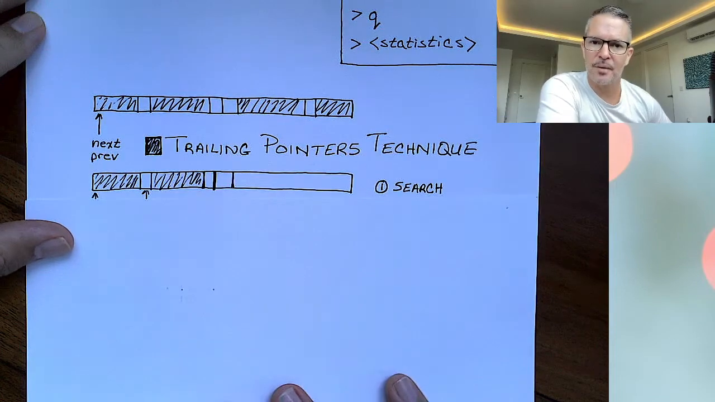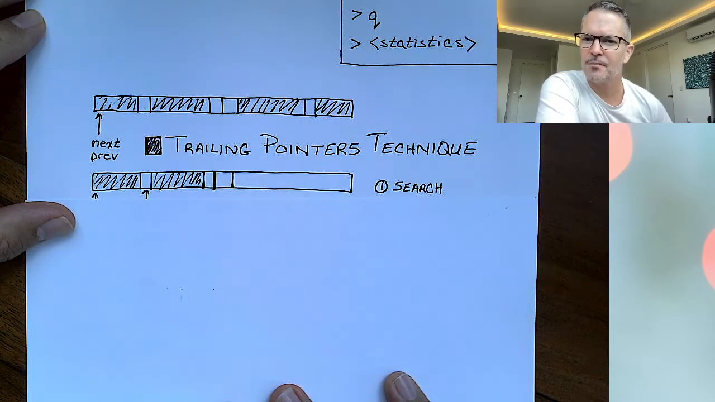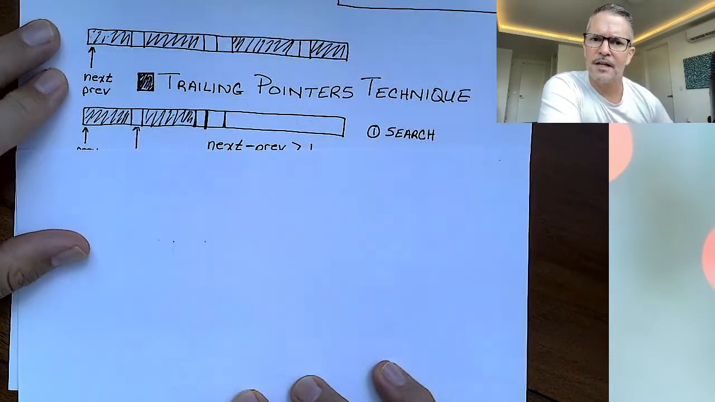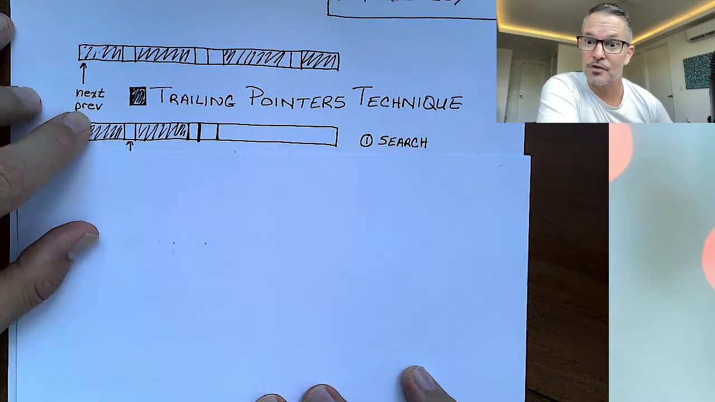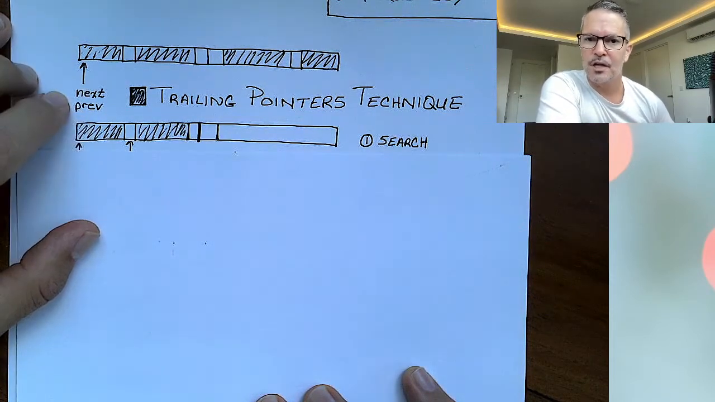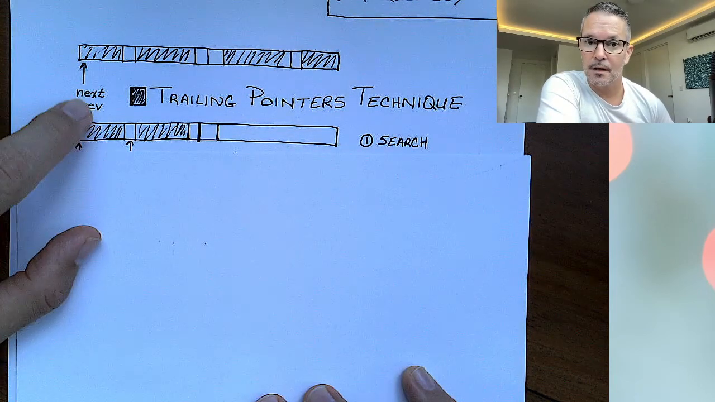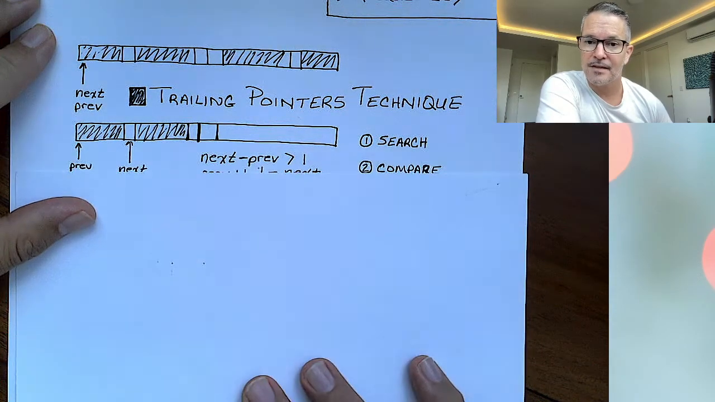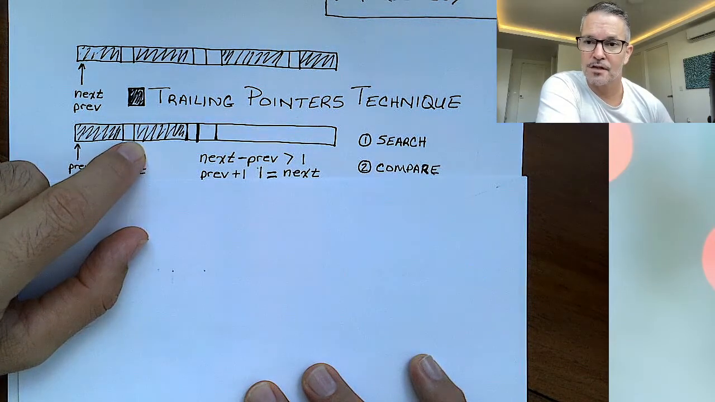Well, I want to teach you about a technique called a trailing pointer technique. And this is something that comes up in a lot of different algorithms in computers, where if I use 2 pointers, I can accomplish something that I can't accomplish with just 1. So here's how it works. I set 2 pointers to the beginning of my array, next and previous. Then step 1, I execute a search. I search for the first occurrence of white space.